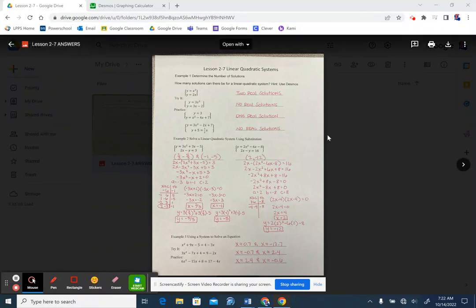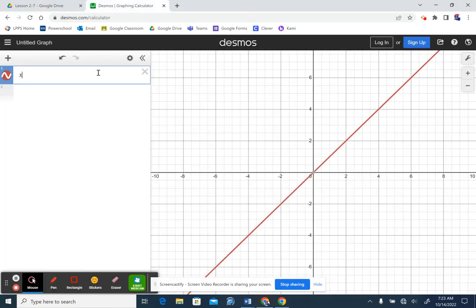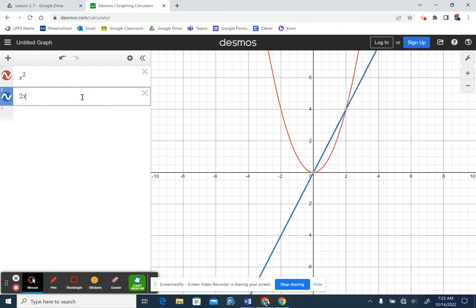Okay, y'all, for lesson 2-7, example 1, where it says how many solutions can there be for a linear quadratic system, I want you to use Desmos and graph each one of these equations. So for the first problem, y equals x squared and y equals 2x, go to Desmos, x squared and 2x. As you can see, the graph of x squared, the red parabola here, the quadratic, and the graph of 2x, the linear line, intersect at 2 points here at 0, 0 and 2, 4. So that means that this system has two real solutions.